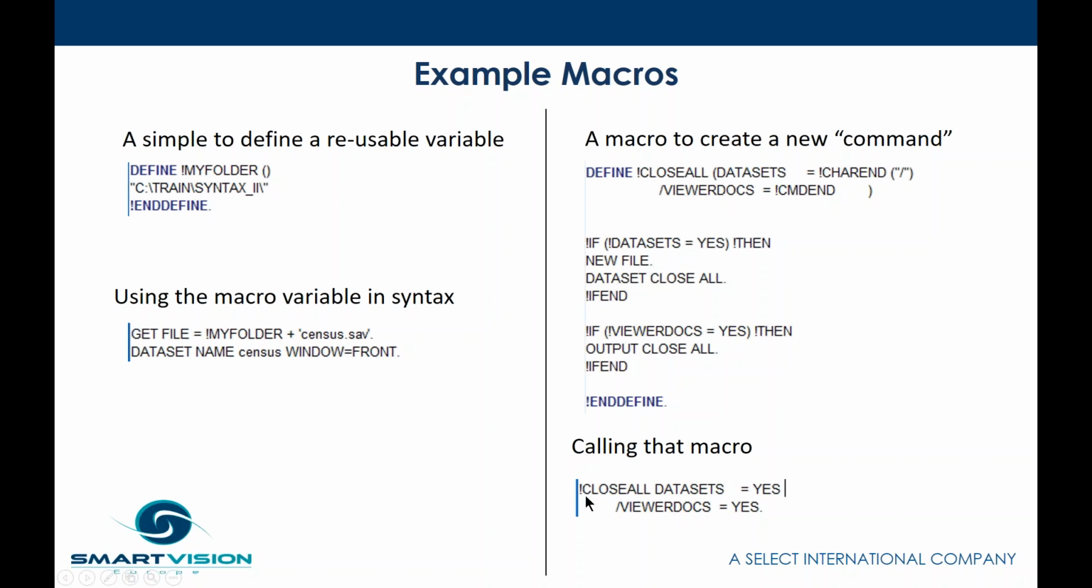So to run it, again, we just use the name of the macro, which begins with the apostrophe. We do that, by the way, typically so we can distinguish between what is a built-in SPSS command and what is really a macro command. And if I say close all data sets equals yes and viewer docs equals yes, then that will effectively run both blocks of code, and it will do a data set close all and an output close all. So effectively what we've done, thinking about levels of automation, is we've taken syntax, which is already a type of automation, the first type of automation in SPSS Statistics, and we've added another level where we're running multiple syntax commands in one by just specifying one macro call.